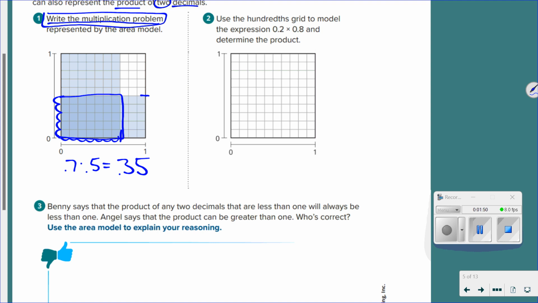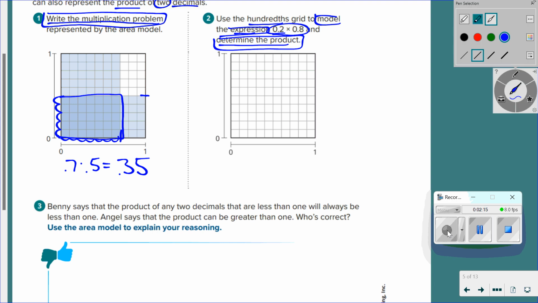Now I want you guys to use the hundredths grids to write the expression 2 tenths times 8 tenths, and determine the product. So we're going to model the expression and determine the product. So again, I'll give you guys about a minute and a half. You can either use two colors or you can just shade differently. Okay, so I am going to use two different colors because I want to make sure that this really kind of pops for you guys.